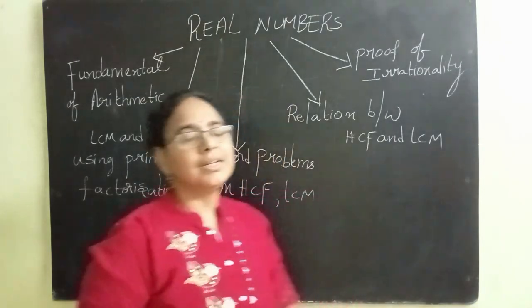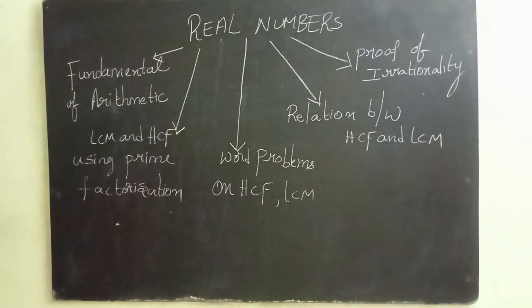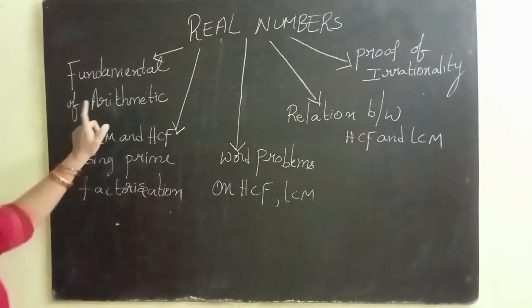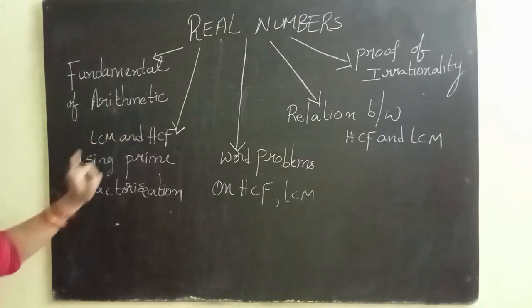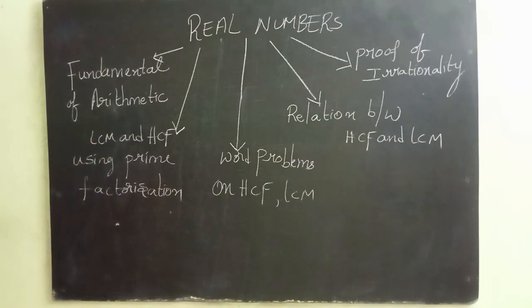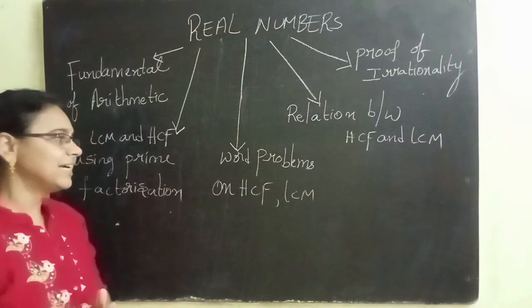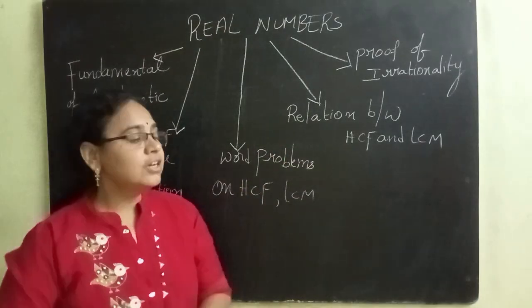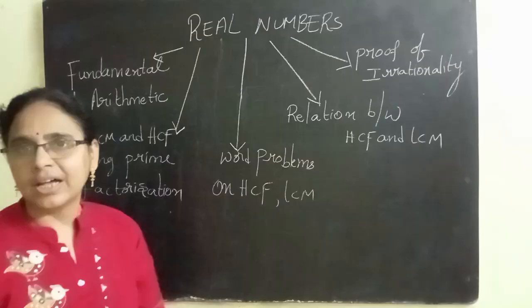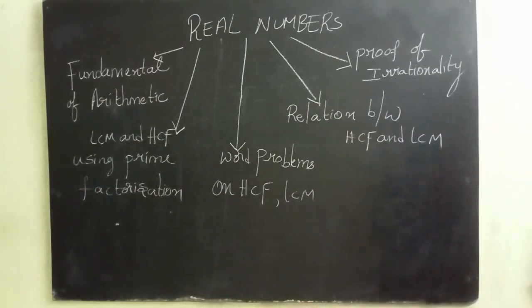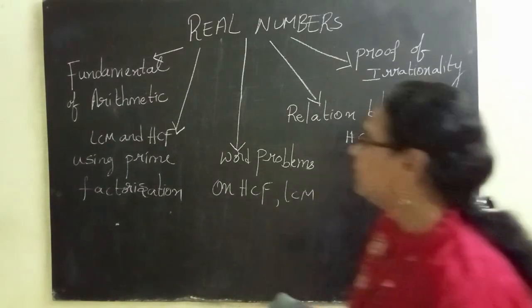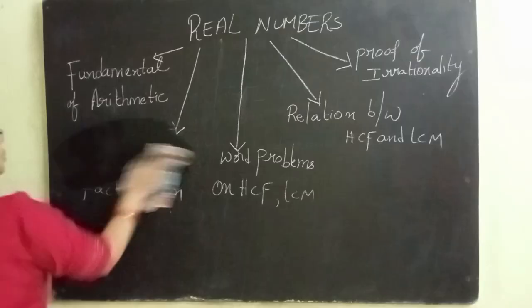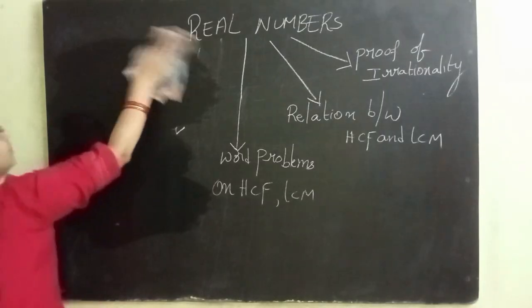So in real numbers, the most chances for board exams are the fundamental theorem of arithmetic, LCM and HCF using prime factorization, word problems on HCF and LCM, relation between HCF and LCM, and proof of irrationality. Okay, so now the continuation we will start. Already I explained everything individually here.